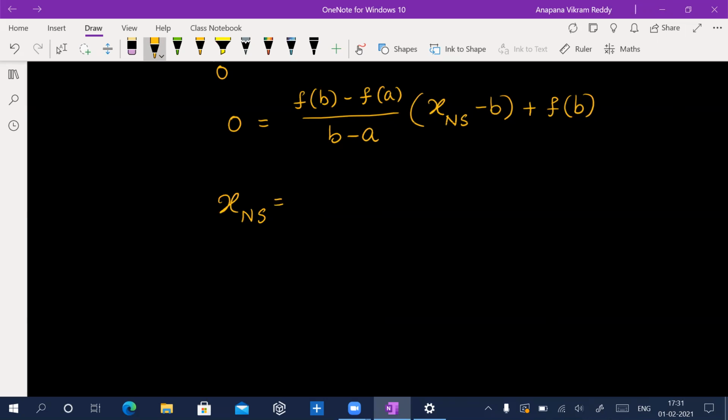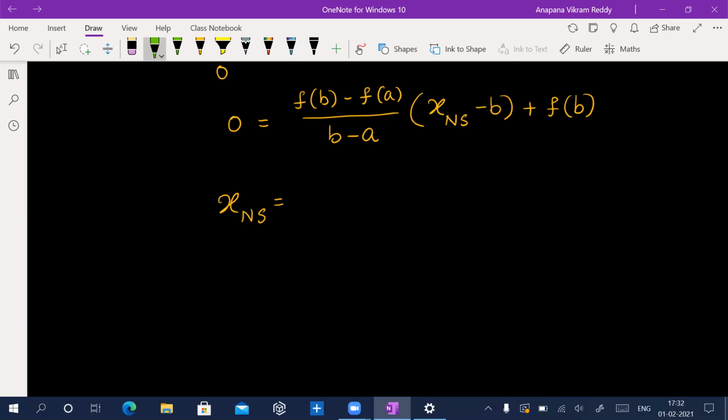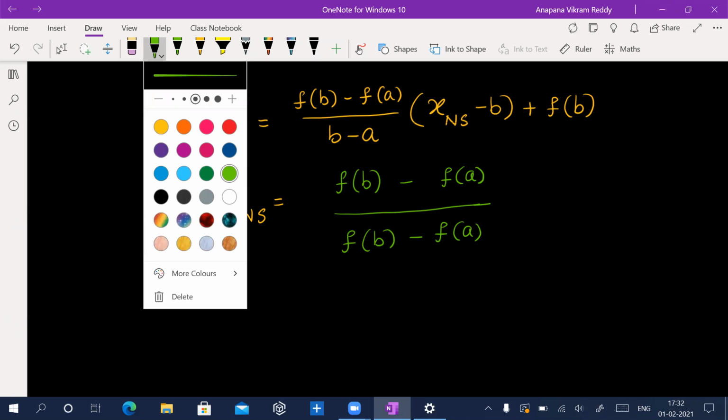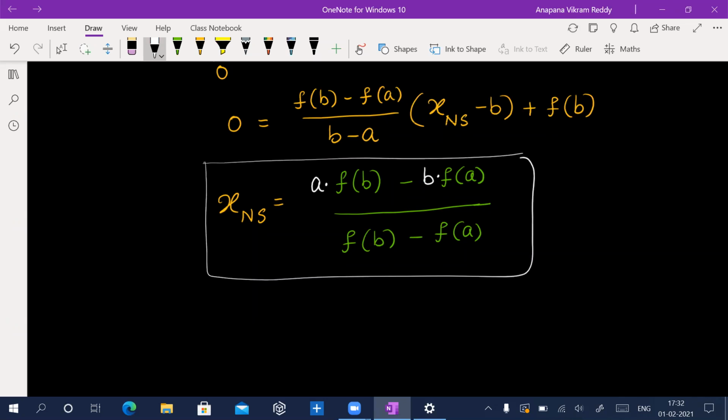xns is very simple to remember also. There's no big deal in this. See, first write like this. How to remember this? You don't need to remember anything, but you can do this. First write f of b minus f of a, divided by, again, f of b minus f of a. Now multiply f of b by a and the other one by b. That's it. At the end of the day, you will have xns equal to a f of b minus b f of a by f of b minus f of a. So first write f of b minus f of a by f of b minus f of a, then in the numerator, just take a here and b here. That's it.